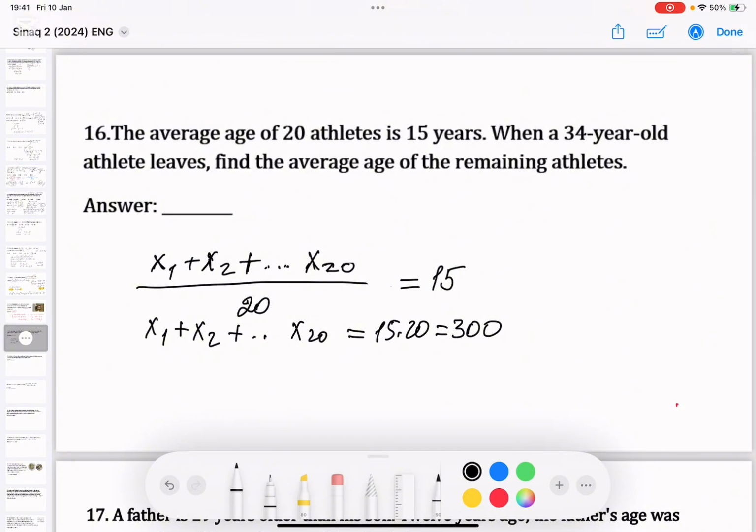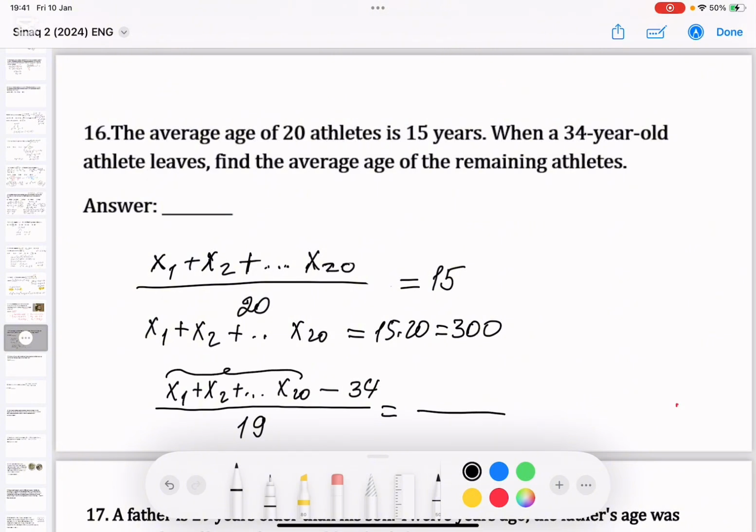Now, when a 34-year-old athlete leaves, find the average age of the remaining athletes. So if one athlete leaves, we no longer have 20, but we have 19 athletes. So in the denominator, we have to write 19. And if one of the athletes leaves, it means that the sum that we had earlier will be decreased by 34. We know that this sum here is equal to 300. So it's going to be 300 minus 34 divided by 19.